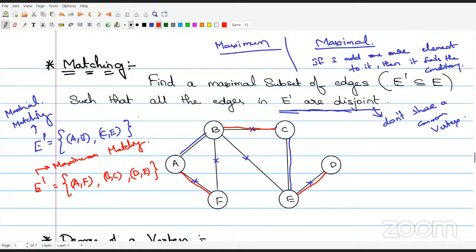So we have to select the vertices in that manner. This maximum matching is also a maximal matching, because I cannot add any other edge to this. This is the maximum number of edges that will be in this E dash. If I add one more element to it, it will fail the given condition. So this is the maximal matching also, this is the maximum matching also, and this is also called perfect matching.